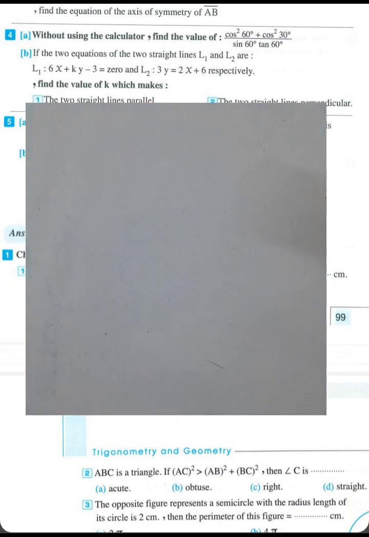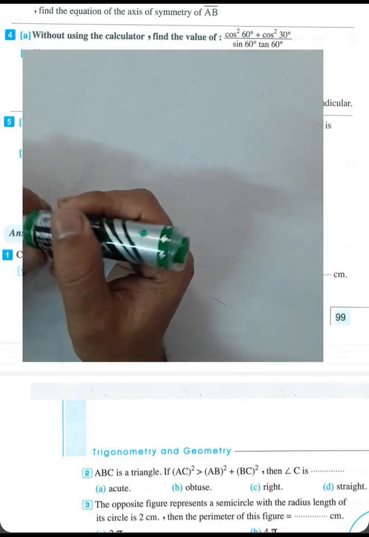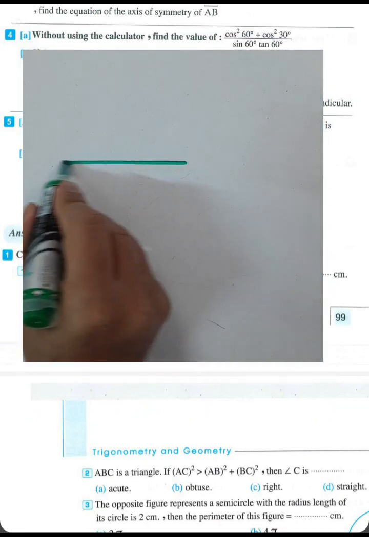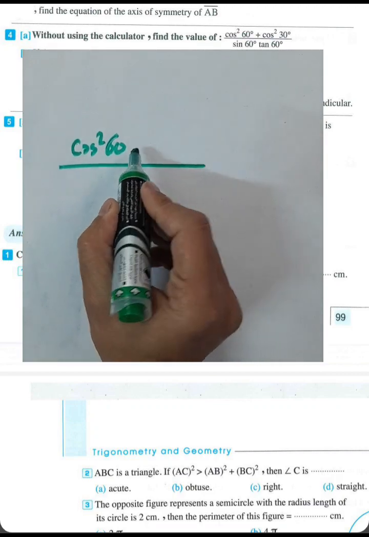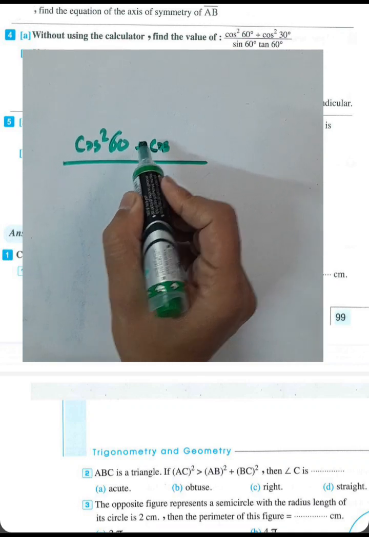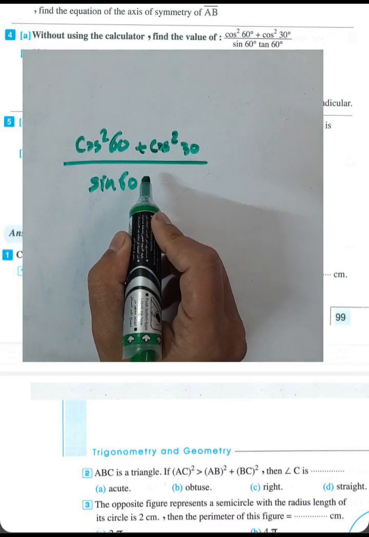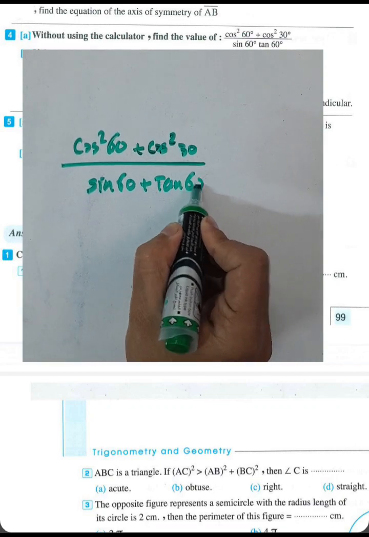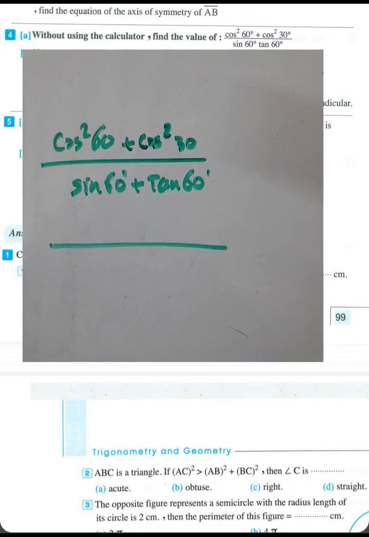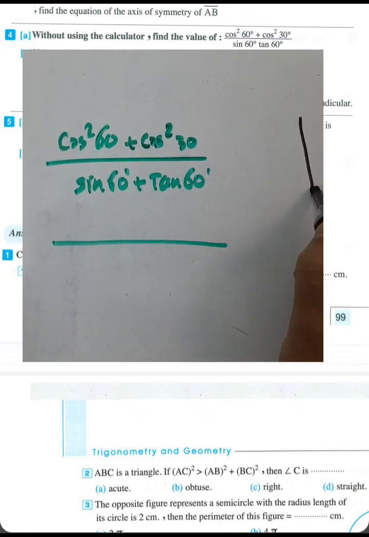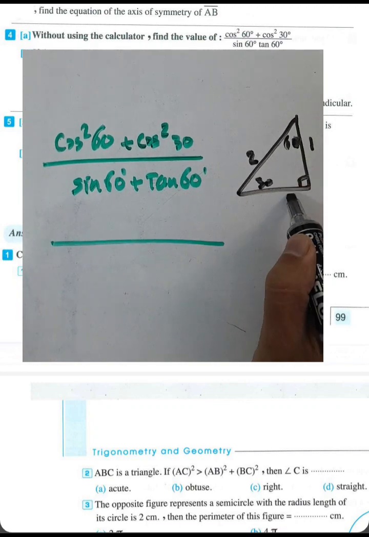Pay attention about number 4 here. Without using a calculator, find the value of this fraction: cosine power 2 theta, here theta was 60, cosine power 2 30 over sine 60 plus tan 60. We can draw a right-angle triangle here with angles 30 and 60, and sides 1, 2 and root 3.